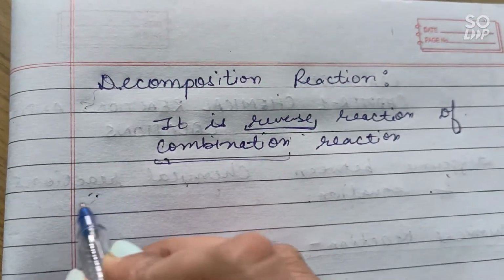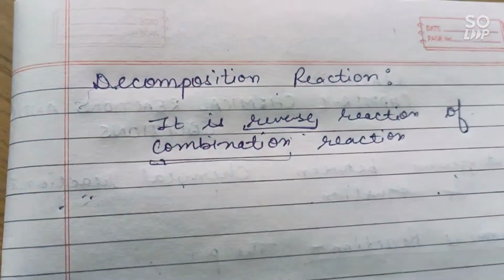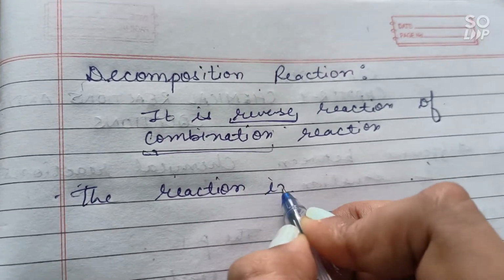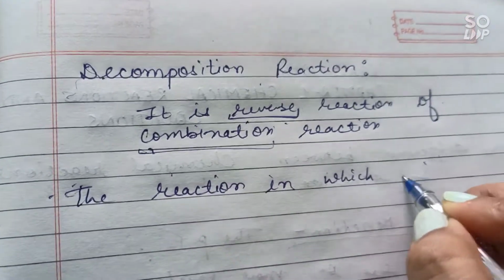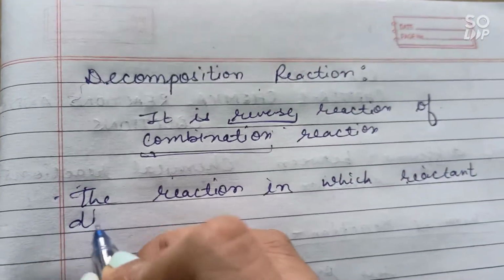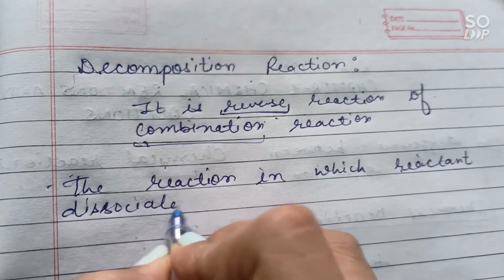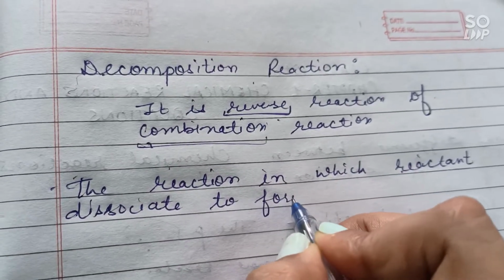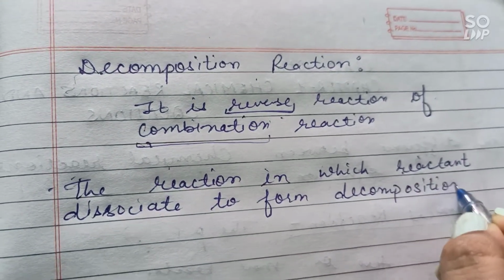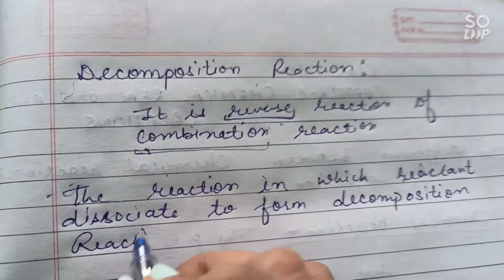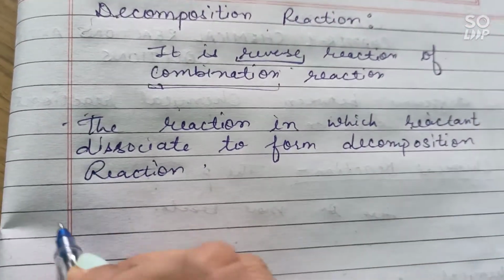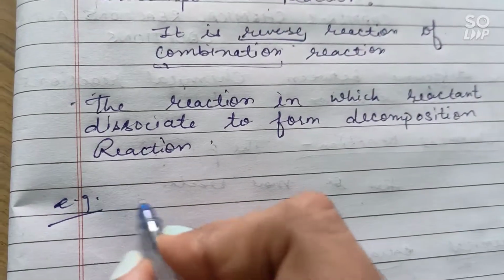So what is a decomposition reaction? The reaction in which a reactant dissociates to form two or more products is called a decomposition reaction. Okay, so this is the definition of decomposition reaction.